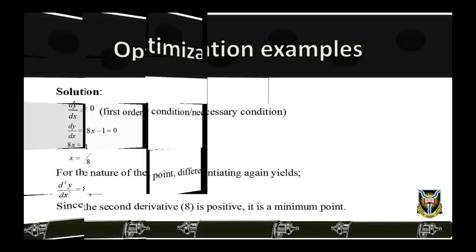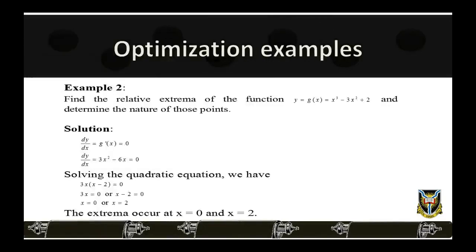Example 2. Find the relative extrema of the function y equals g of x equals x cubed minus 3x squared plus 2 and determine the nature of this point.